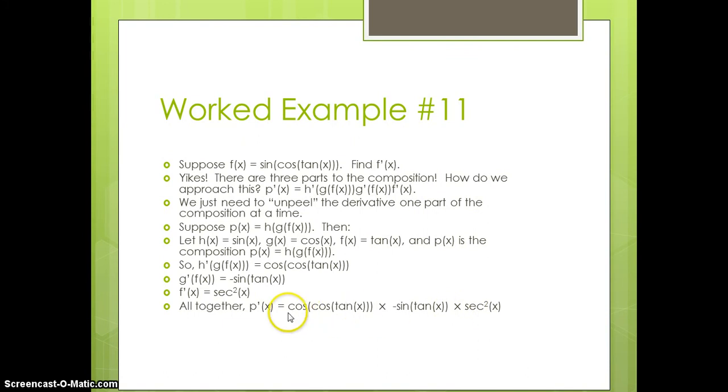The reason it's called the chain rule is because it's like links in a chain. We're putting it all together into one big chain with multiplication.